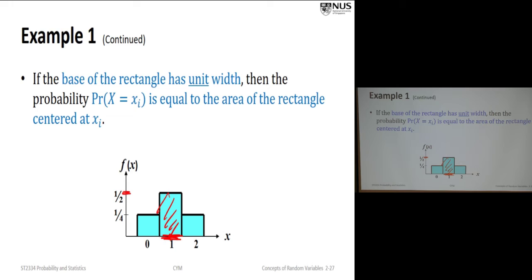And what is this probability? What is this area? The height is 1/4 and the width again is 1. So it's 1/4. So what is the total area of all these rectangles? 1/4 plus 1/2 plus 1/4. So it is 1. So the point is the probabilities, all right, if you use the width 1, the probability for all these rectangles should add up equal to 1. All right.